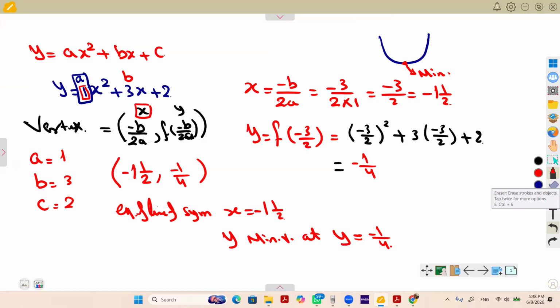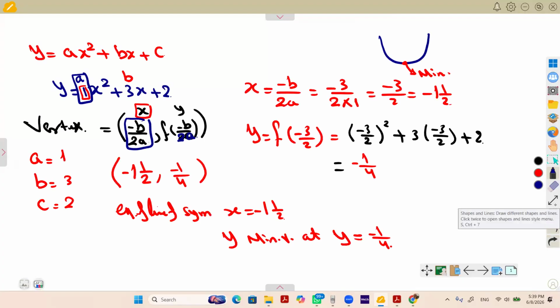I'll give you another question and you have to calculate the vertex. I repeat the rule of the vertex again. The vertex of the function is what? The x coordinate is negative b over 2a and y is the function of negative b over 2a. Can you repeat it with me? X is negative b over 2a and y is the function of x, the function of negative b over 2a. So again, x is negative b over 2a. Y is the function of negative b over 2a.